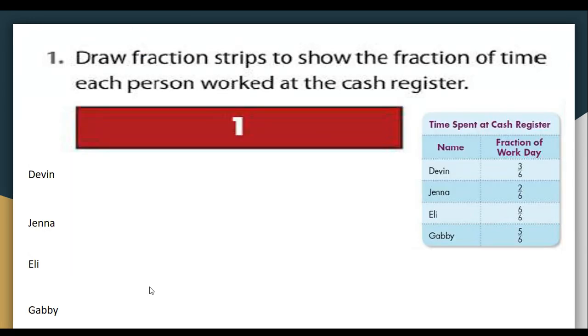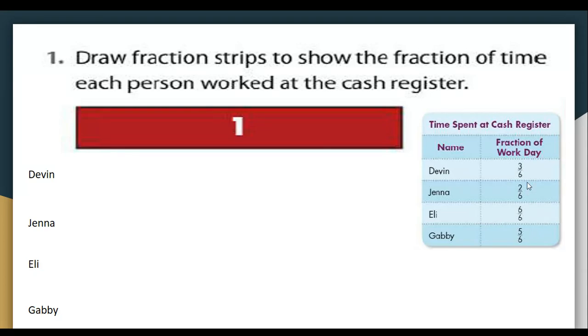Number 1 says, draw fraction strips to show the fraction of time each person worked at the cash register. Now you notice they gave us a little hint with this one whole strip, because this one whole strip represents something very important. That one whole strip represents a whole work day. If you look on the chart, it gives each worker's fraction of the workday that they worked at the cash register.